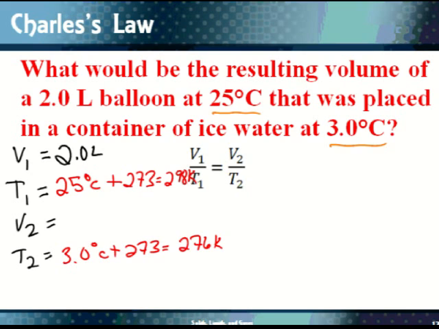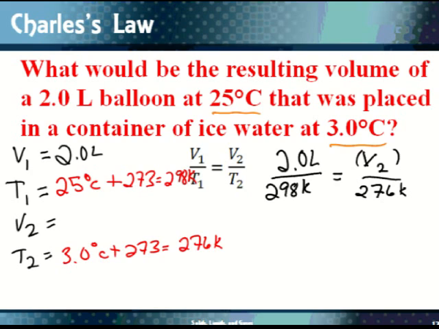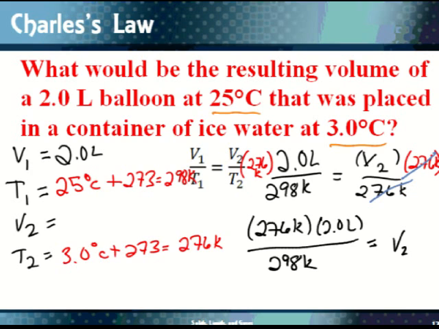We apply our values to our equation, and we must solve for the final volume, so we must multiply both sides of the equation by 276 Kelvin. We can then cancel out 276 Kelvin on the right side of the equation, leaving us with 276 Kelvin times 2 liters divided by 298 Kelvin. Plug that into the calculator, and we find out that the final volume is equal to 1.9 liters.